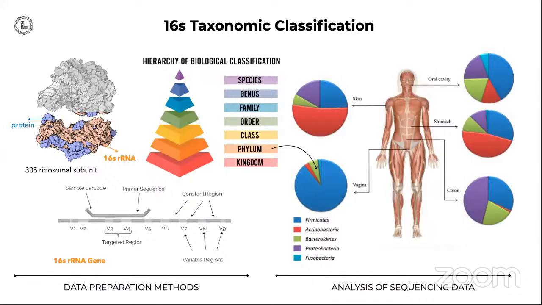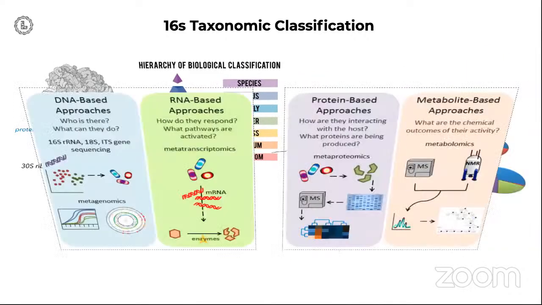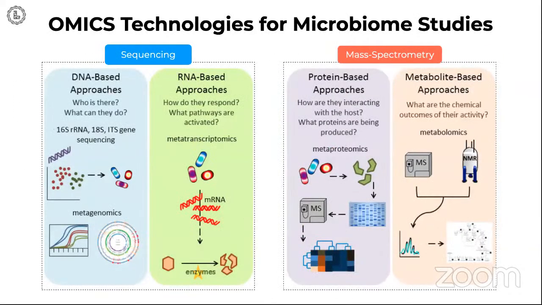Now, sequencing is not the only technique that is used to study the microbiome. Another technique is called mass spectrometry. Sequencing allows us to either understand composition or study specific isolated genomes.